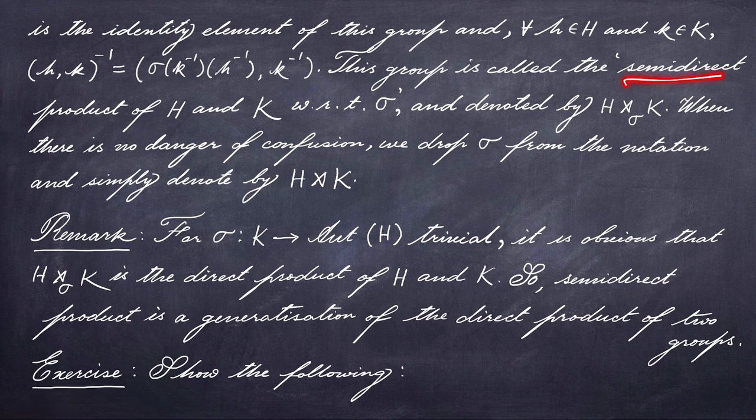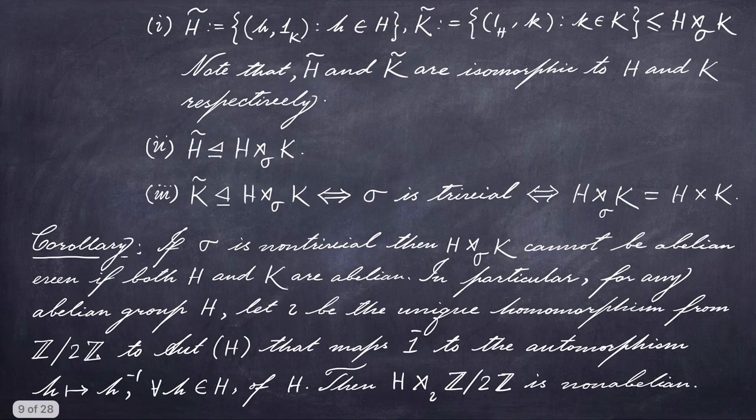So this is what we call the semi-direct product. Now we have the following things which I want to leave to you as exercises. Inside this semi-direct product, we have H tilde and K tilde defined like this. Inside the semi-direct product, these are the subgroups. We have these two subgroups.